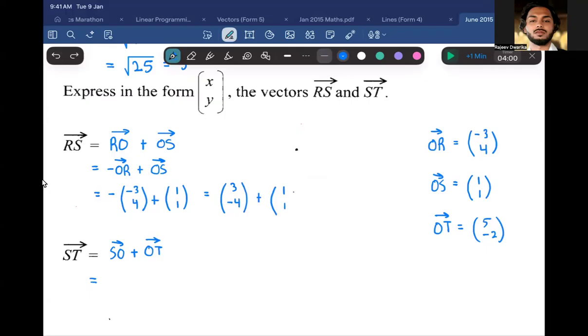So now we're just going to simplify. You see how I have 3 here and 1 here? Both of them are horizontal components, so you could add them. So 3 plus 1 is? 4. And minus 4 plus 1? Minus 3. Yes. So that's the answer. You understand how we do it?